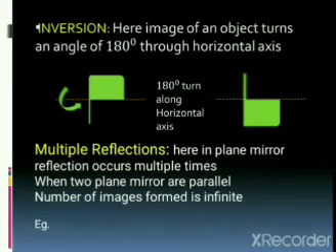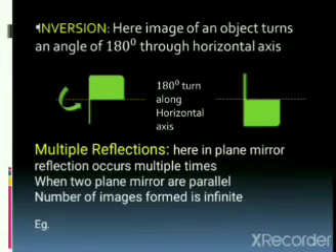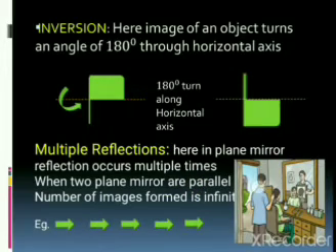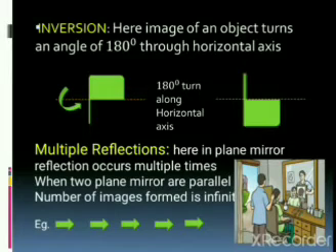Now let us study something about multiple reflection. When reflection occurs multiple times, it is known as multiple reflection. Here the plane mirror reflection occurs multiple times. Now you can correlate this example of multiple reflection when two plane mirrors are parallel to each other. You might have observed in a hair salon, this is the main mirror and this person is displaying another mirror so that you can obtain a backside image of your head, which means this plane mirror and this mirror are exactly parallel to each other.